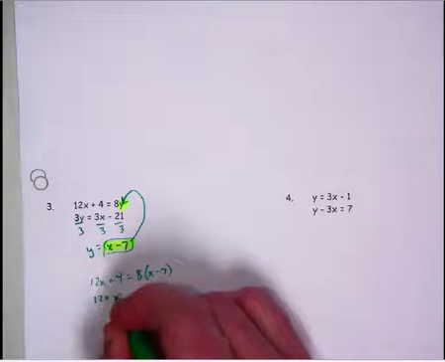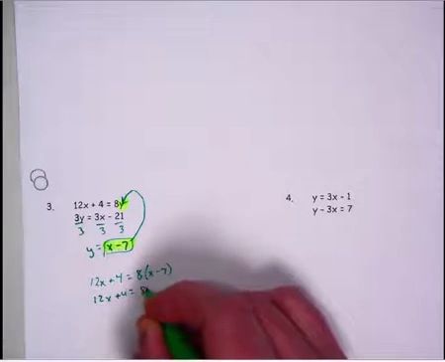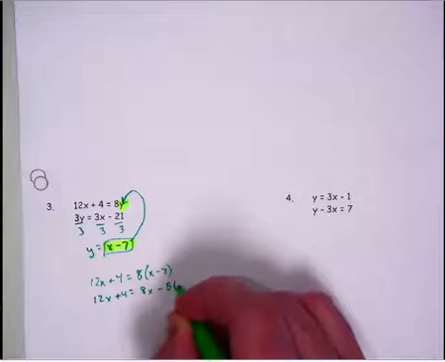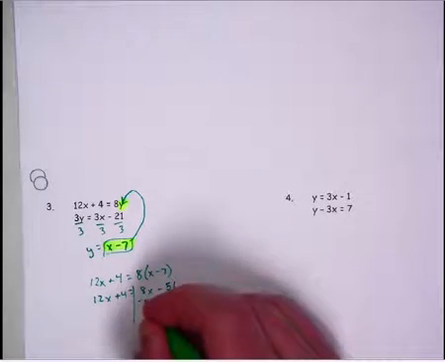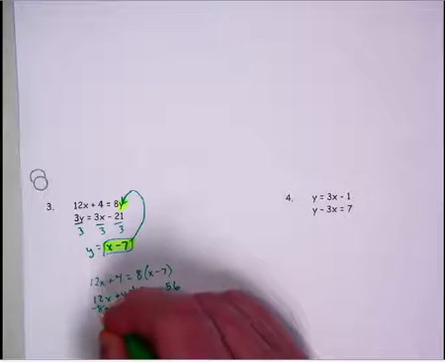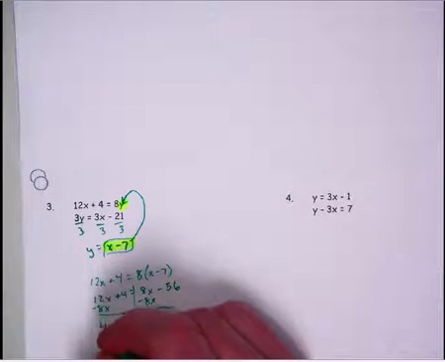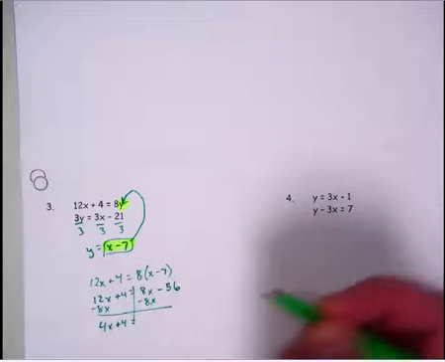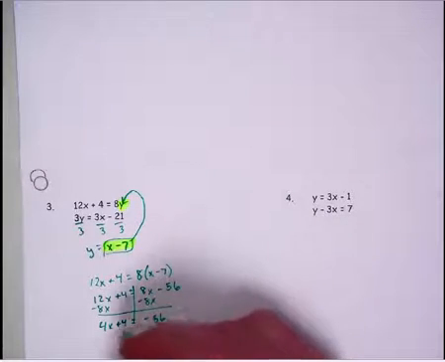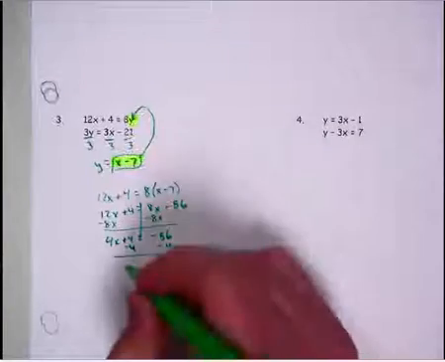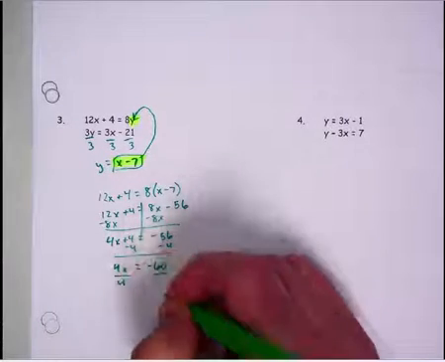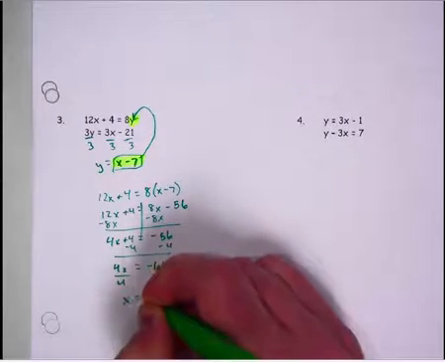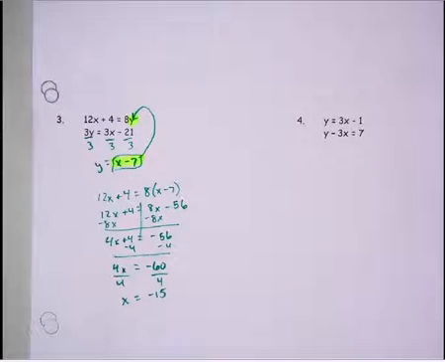So I get 12x plus 4 equals 8x minus 56. Okay? I've got variables on both sides, so I subtract 8x, and I get 4x plus 4 equals negative 56. Subtract 4, get 4x equals negative 60. Divide by 4, and get that x is negative 15.